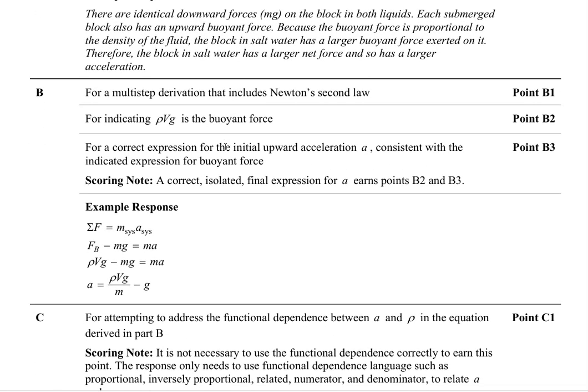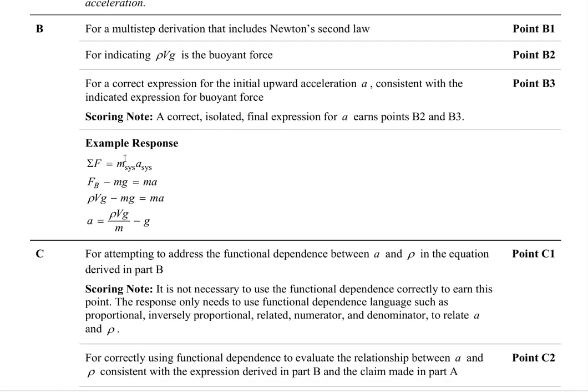A multi-step derivation that starts with Newton's second law. Did you write sum of the forces equals ma? No, I didn't think I needed to. Good. That's great. Did you indicate that rho vg is the buoyant force? So all you have to do is write second law, sum of the forces equals ma, and substitute in the equation for buoyant force. They're trying to help you. And did you get a correct expression?